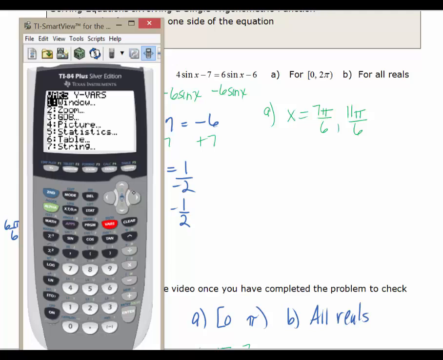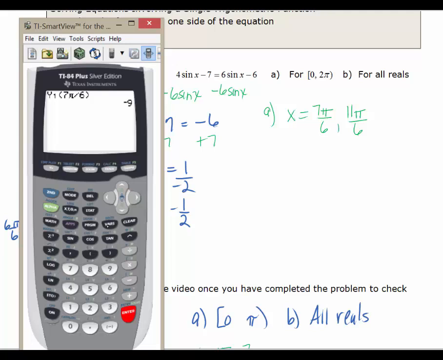So the vars key, you go over to Y-VARS, and we're focusing on function, and see how they have all of the y sub 1's, y sub 2's listed. Y sub 1 is where the left-hand side of our equation is, and I'm going to evaluate that at 7, you don't need the second key, at 7 pi divided by 6, and hit enter.